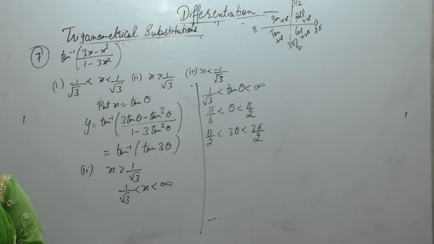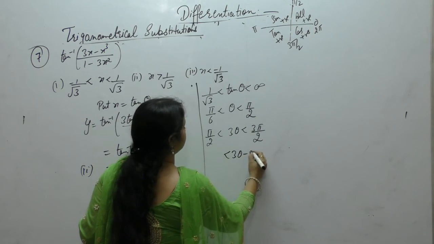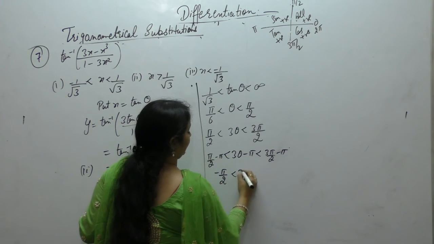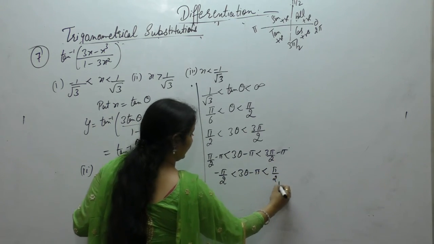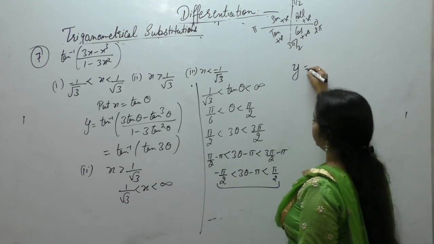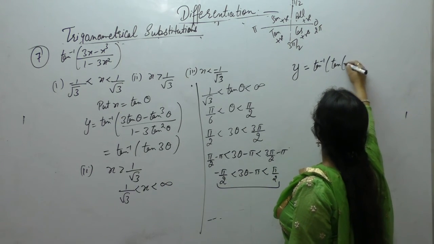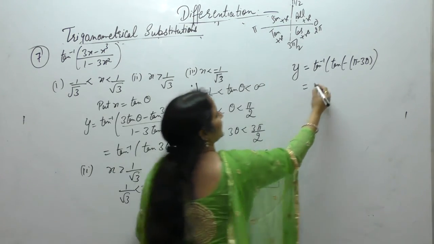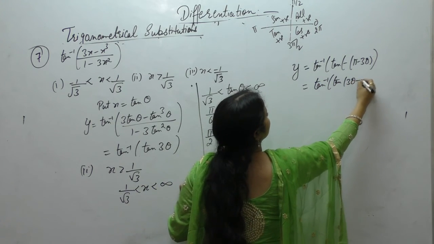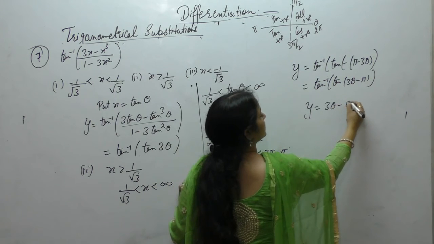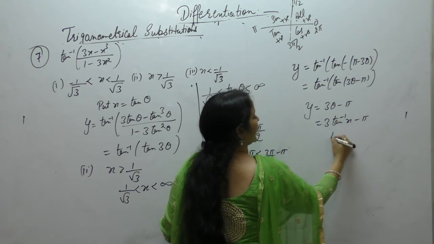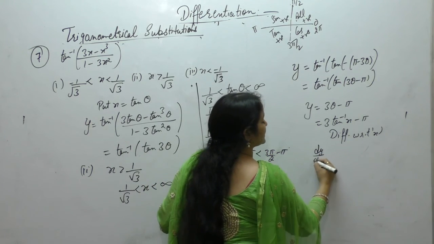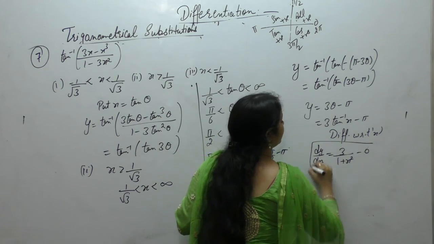Now what we will have to do, subtract pi from here. Minus 2 pi minus pi. Now the limit is minus pi by 2 to minus pi by 2. So we can write y as tan inverse tan of negative of pi minus 3 theta. Tan of minus theta is minus tan theta. So we can write this as tan 3 theta minus pi. So y is equal to 3 tan inverse x minus pi. Now differentiate with respect to x. So what we get? Dy upon dx is 3 upon 1 plus x square. Derivative of pi is 0.